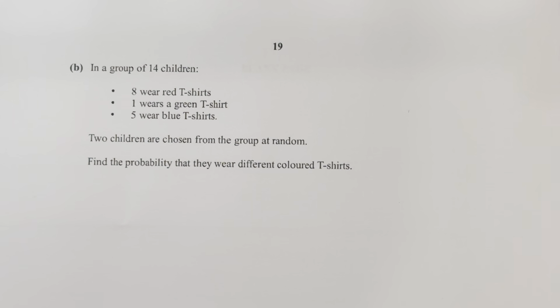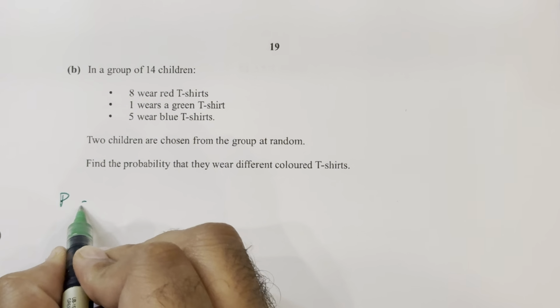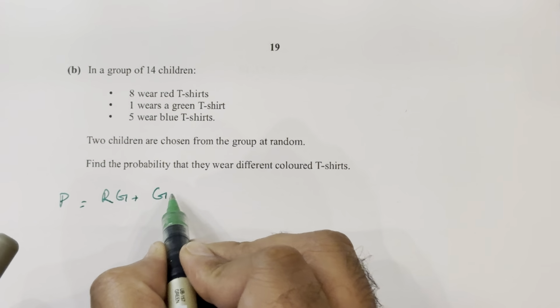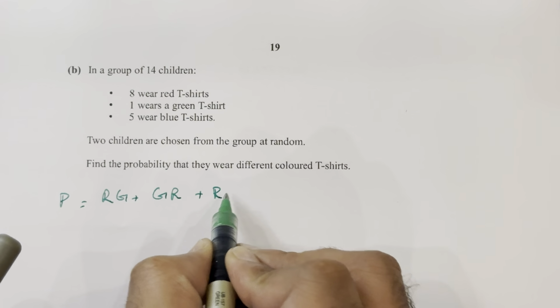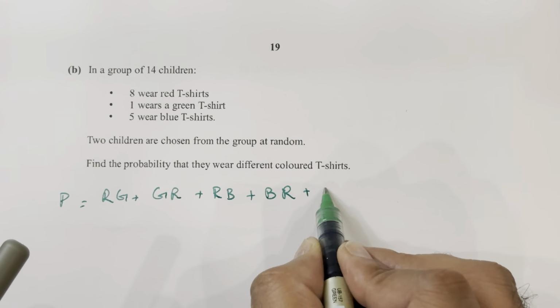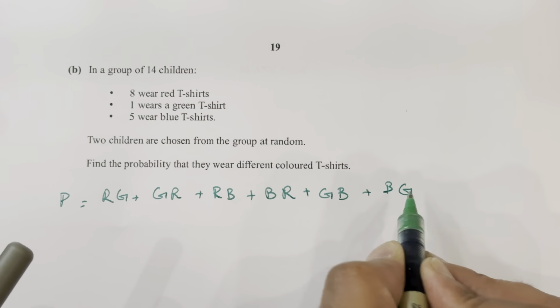Moving to last part of our question. In a group of 14 children, 8 wear red t-shirts, 1 wears a green t-shirt, 5 wear blue t-shirts. 2 children are chosen from the group at random. Find the probability that they wear different colored t-shirts. So probability of different colors are red green, or it could be green red, it could be red blue, or it could be blue red, it could be green blue, or it could be blue green.